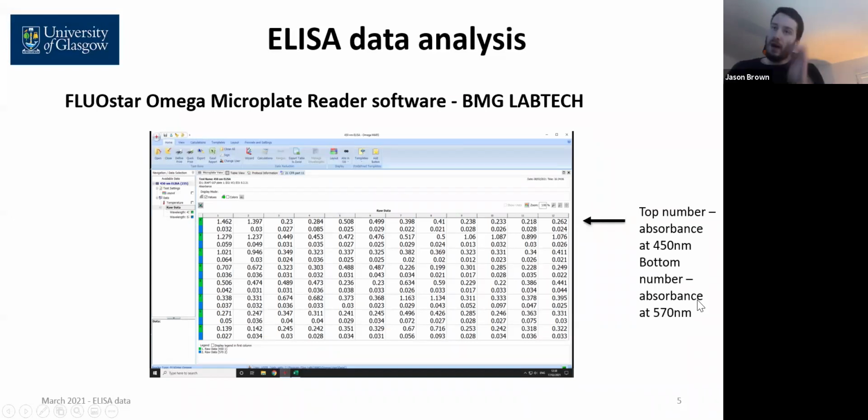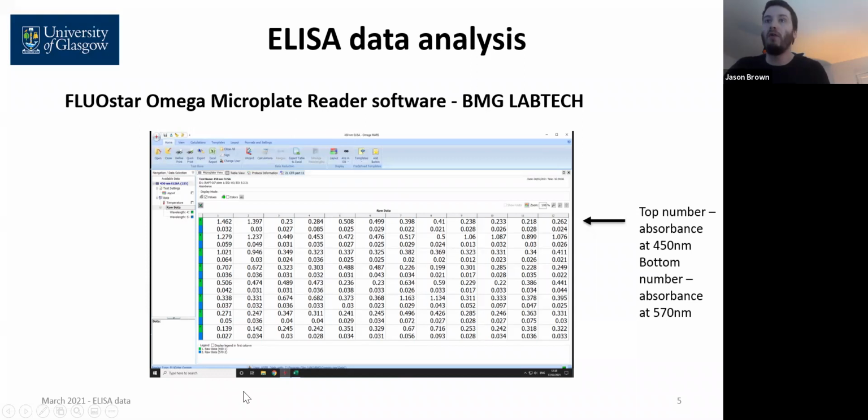Of course, you need to actually get some sort of quantitative measure from an ELISA plate. And to do that, what we use is a microplate reader. And this is the name of the microplate reader that we use: the Fluorostar Omega microplate reader. And we specifically use the software that comes with the microplate reader to analyze, or at least to read our plate, and also to initially process the data before we can export it into Excel.